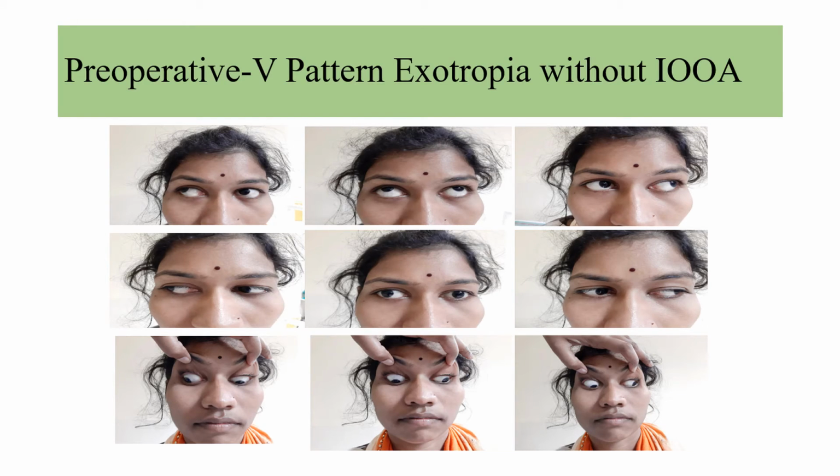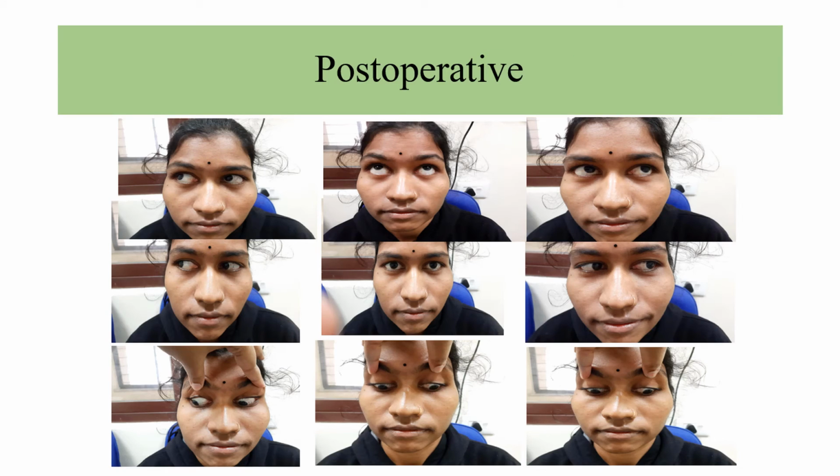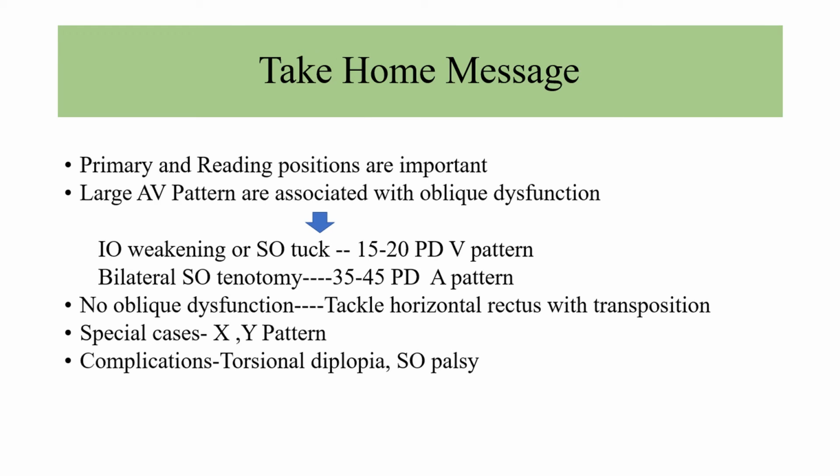So this is a patient who presented to us with a V pattern exotropia. It is around 30 in the primary gaze, increasing to 45 in up gaze and 20 in down gaze. We went ahead and just did a lateral rectus recession with full tendon displacement, and now her primary position is okay, but superiorly there is still some exo, but she is doing well. So the take home message is very important.